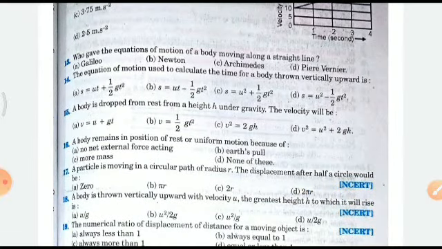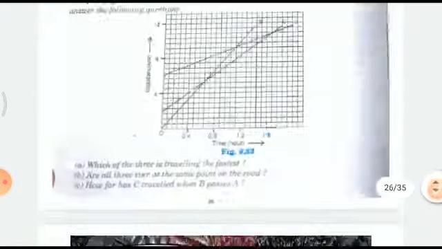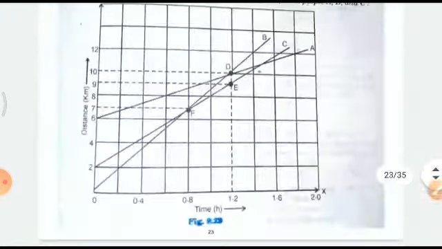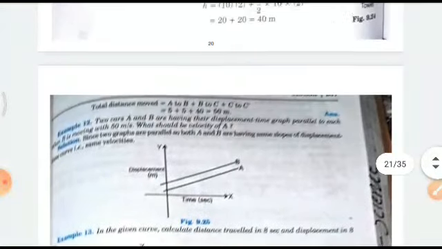There are objective type and subjective type questions, simply because this is a very important chapter, and the concepts of this chapter are used in other chapters. So you need to practice well and understand this chapter very nicely. So I stop here.